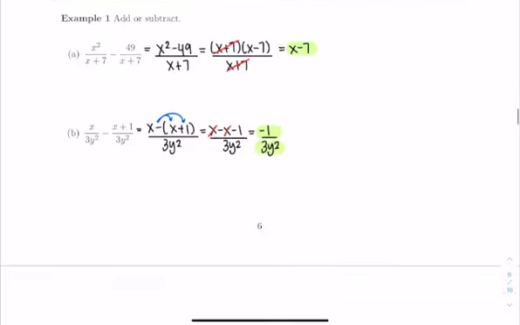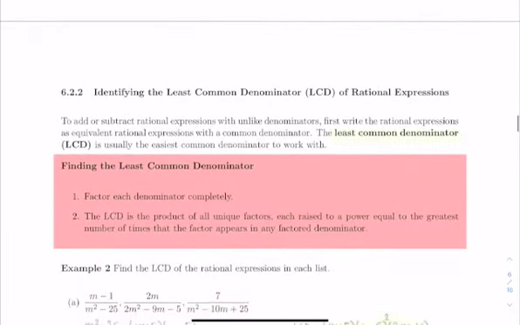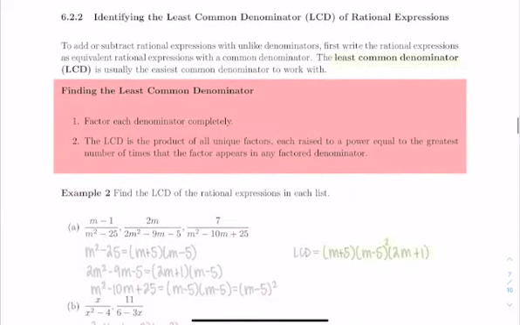But what if we don't have the same denominator? Then we have to be able to identify the LCD, or the least common denominator, of rational expressions. To add or subtract rational expressions with unlike denominators, first write the rational expressions as equivalent rational expressions with a common denominator. The least common denominator is usually the easiest common denominator to work with, but as long as it's common, that's all that matters. You just do a lot less work with the LCD.